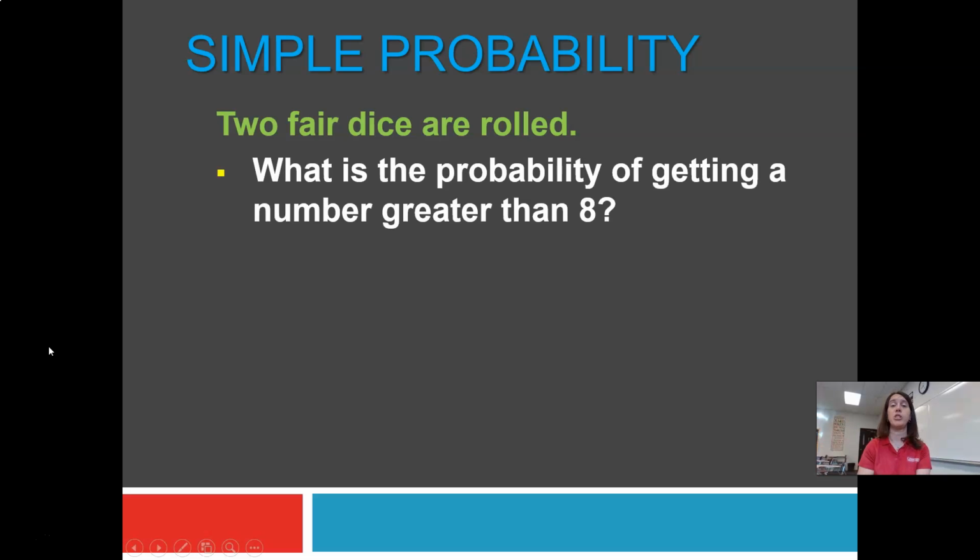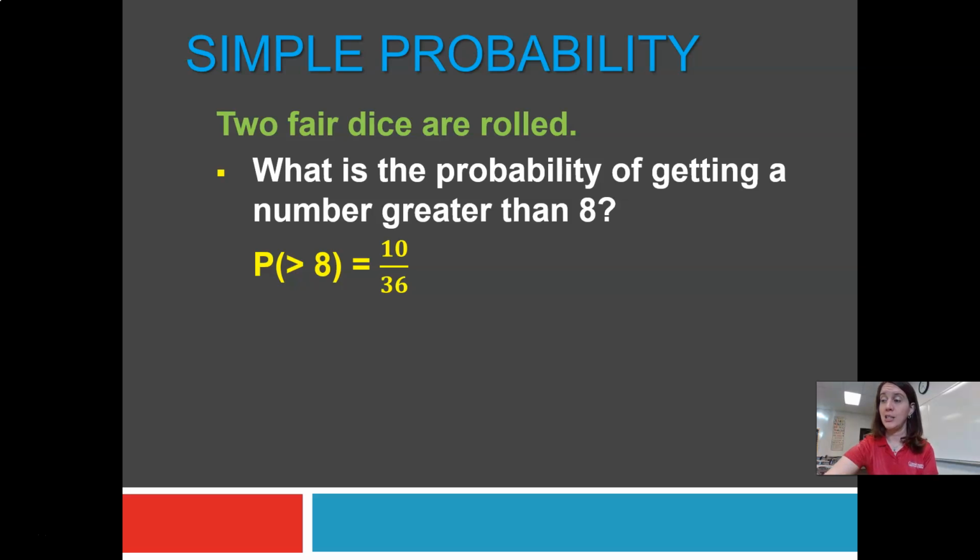Okay, next question from the chart. What is the probability of getting a number greater than 8? Well, what numbers are bigger than 8 that are in our chart for the sums? 9, 10, 11, and 12. So how many total 9, 10, 11, and 12s do we see? There are 10 that we have in the chart there.